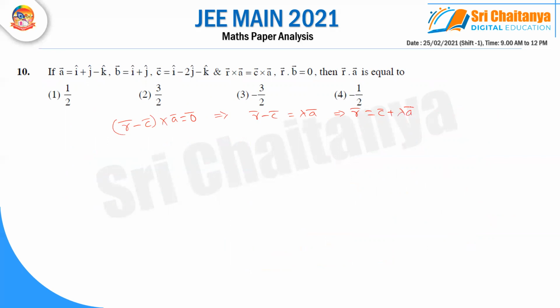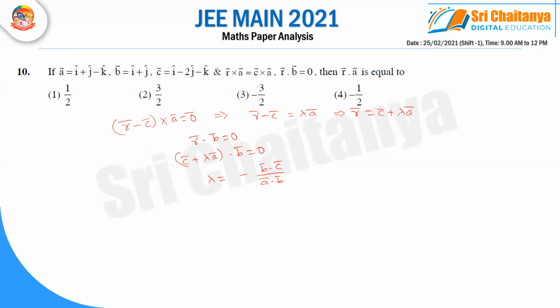Now I don't know the value of lambda. So to find the value of lambda, they gave this condition. r bar dot b bar equal to 0. So c bar plus lambda a bar dot b bar equal to 0. So lambda will be nothing but minus b bar dot c bar by a bar dot b bar. And then we can get the values of r bar dot a bar.